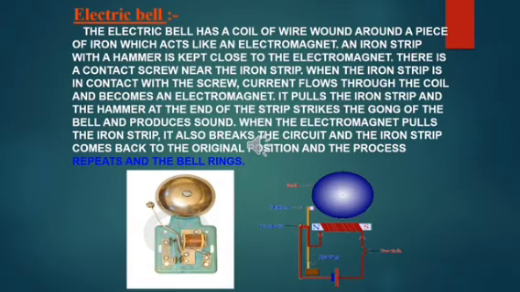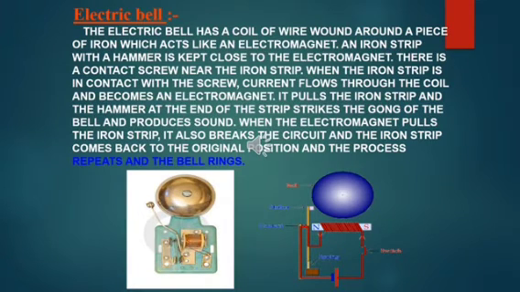And that full thing is a strip of iron, and at the end you have the striker, and that striker is the one which will hit the bell over there. You can see the bell over there, right? And there is a contact screw near the iron strip. So when the iron strip is in contact with the screw, the current flows through the coil.